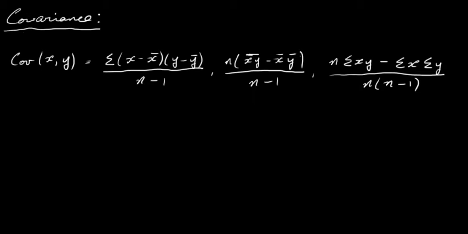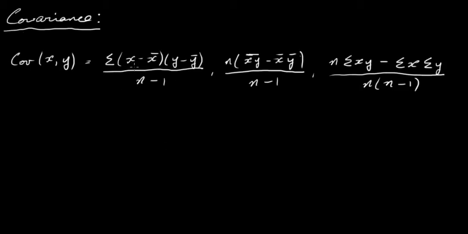Okay, so let's talk about covariance. Now, the definition of covariance is it's really the mean value of the products of the deviations of two variables from their respective means. So this is our definition here.